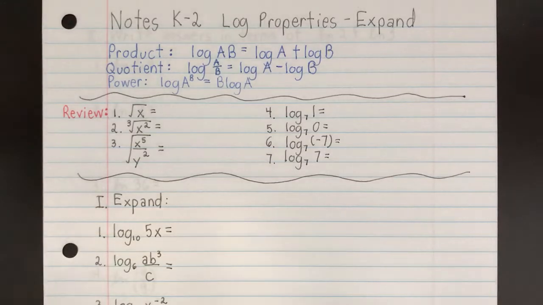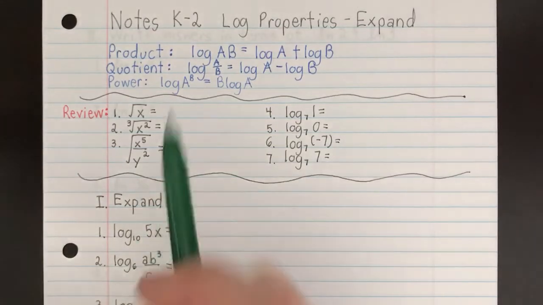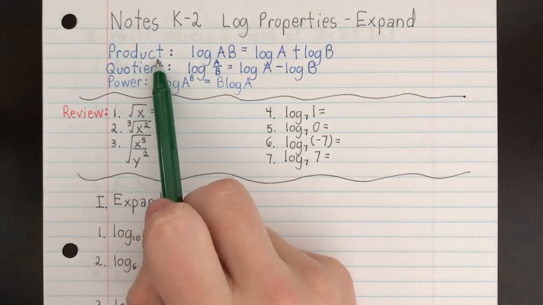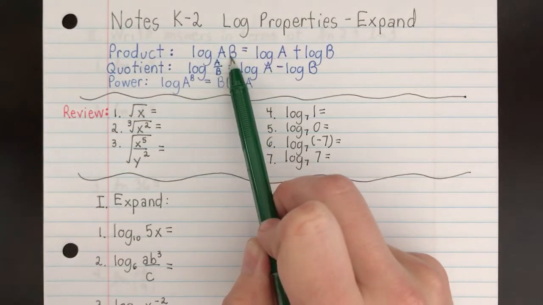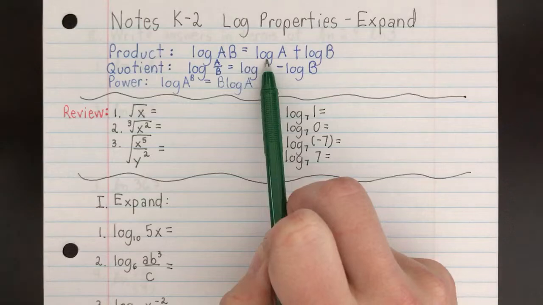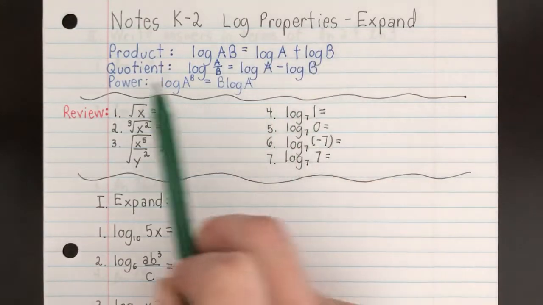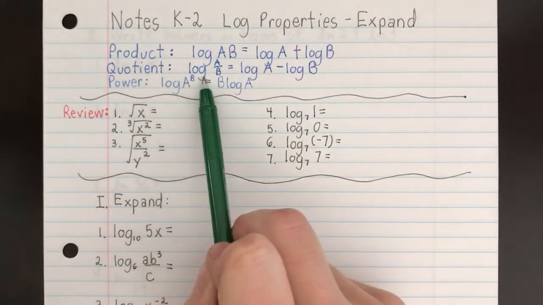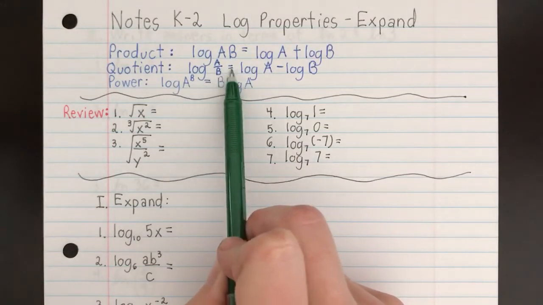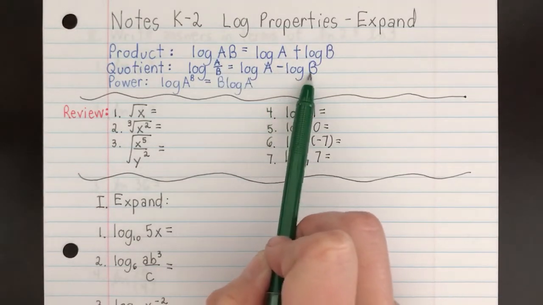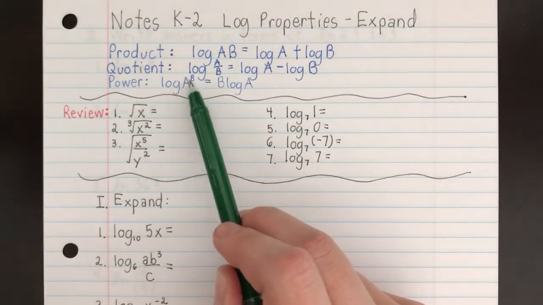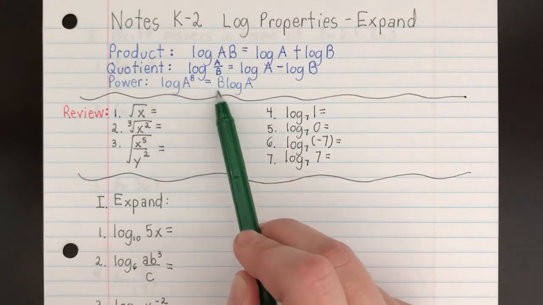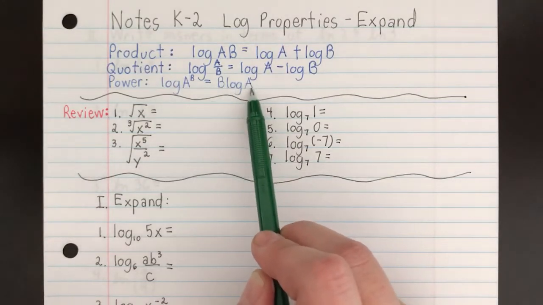Today we're looking at notes K-2. We are refreshing log properties and expanding from Algebra 2. Recall that the product property of logs is as follows: log of A times B is equal to log of A plus log of B. The quotient property states that log of A divided by B is equal to log A minus log B. The power property states that log of A to the power of B equals B times the log of A.